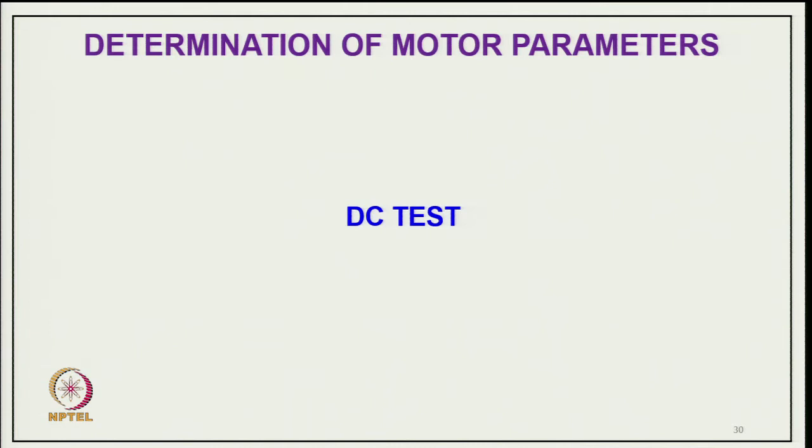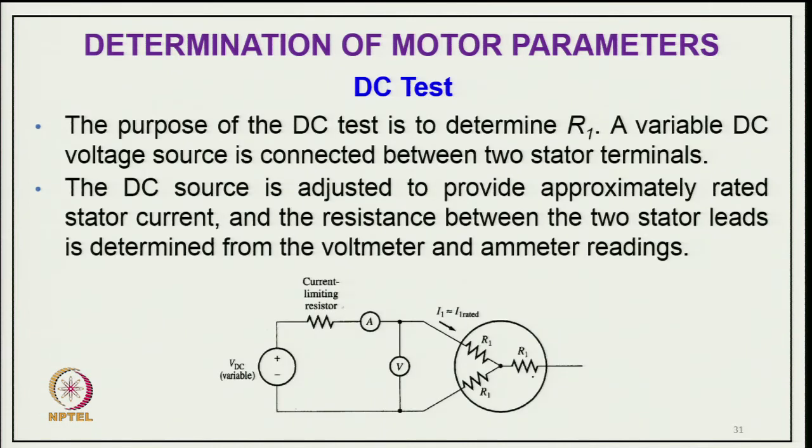Coming to the first test, the DC test. The purpose of the DC test is to determine the resistance R1 of the winding. As you can see, for a 3 phase star connected stator, a variable DC voltage source is connected between two stator terminals. The DC source is adjusted to provide approximately rated stator current, and the resistance between the two stator terminals is determined from the voltmeter and ammeter readings. You get the resistance of the two windings, which per phase will be half of that.